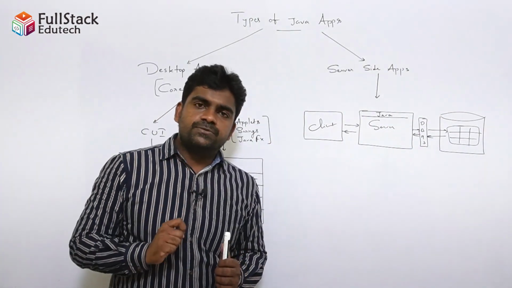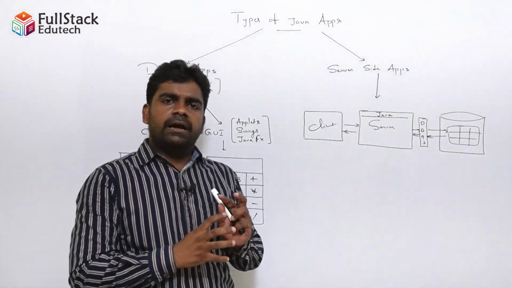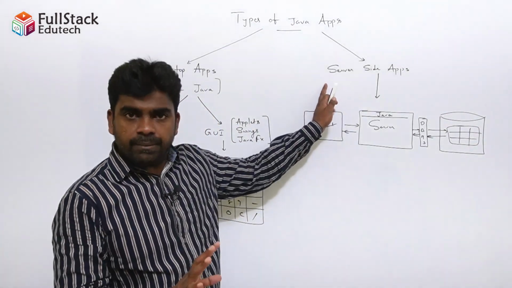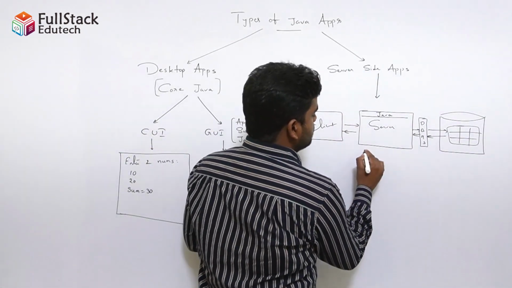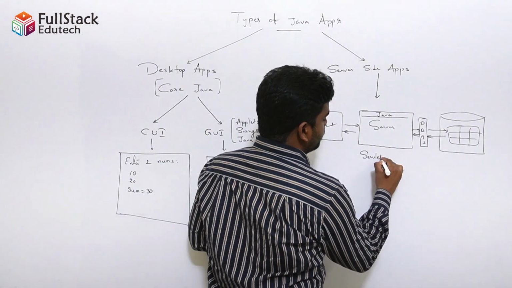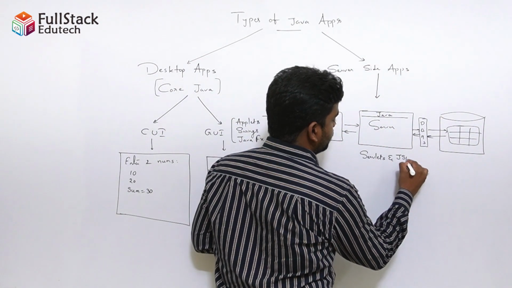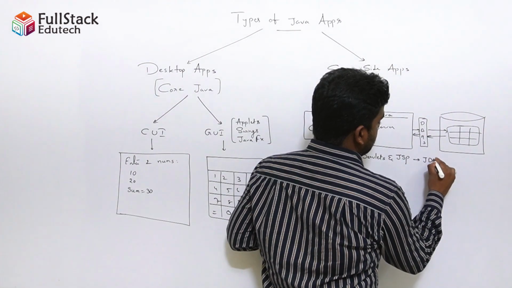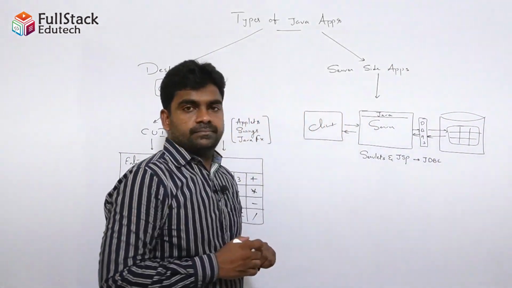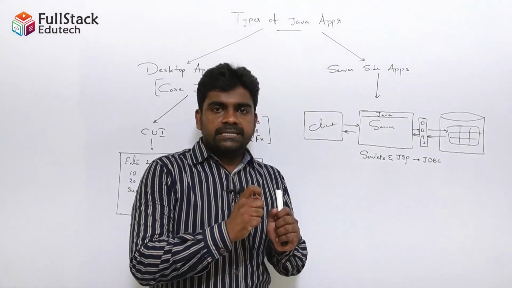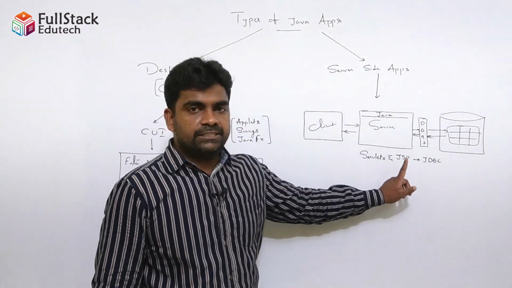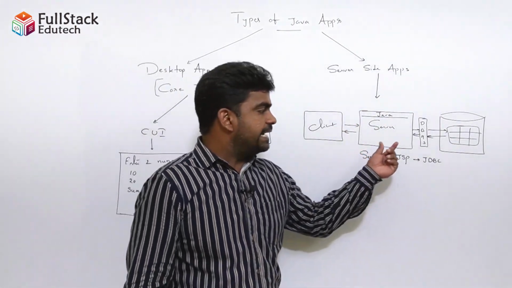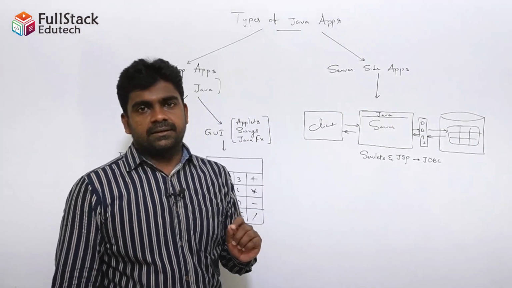What are the technologies we are using? In early days, in web application development, we used the concepts called servlets and JSP. And for database connectivity, we use Java Database Connectivity. The technologies we use are servlets and JSP to write the server side programming, and JDBC for database connectivity.